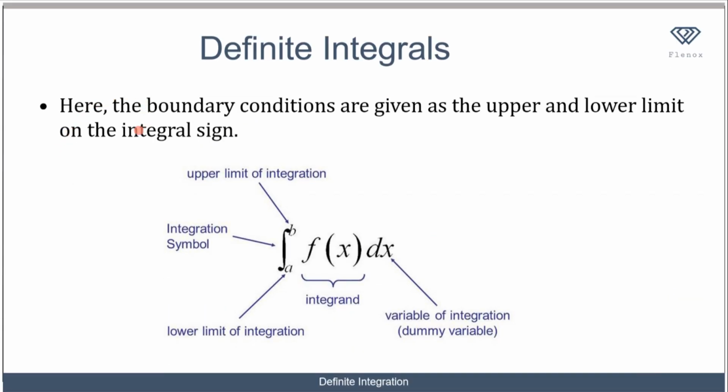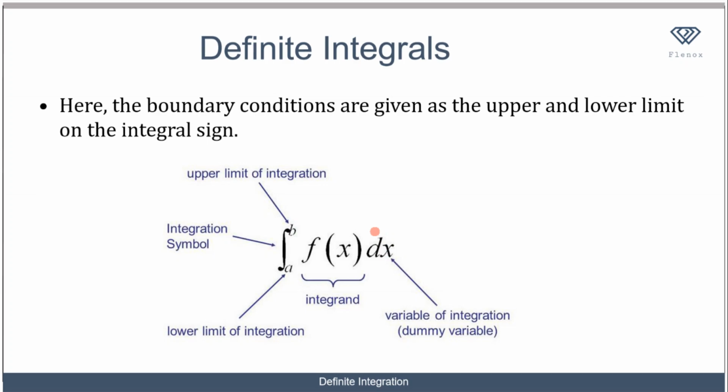So in definite integrals, the boundary conditions are given as the upper and lower limit on the integral sign. So for a definite integral, when you have the integration symbol over here, you have a value at the top, b, and a value at the bottom, a. The value at the top tells us the upper limit of integration, while the bottom value a gives us the lower limit of integration. The function that we are trying to integrate is called the integrand, and the x is the variable of integration, or in other terms, the variable that we are integrating with respect to.